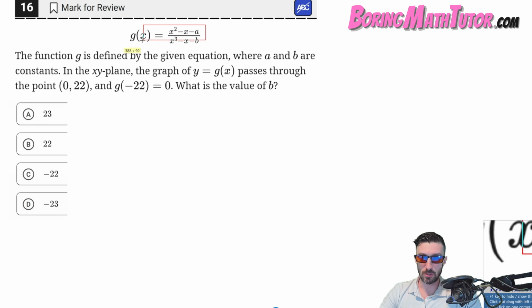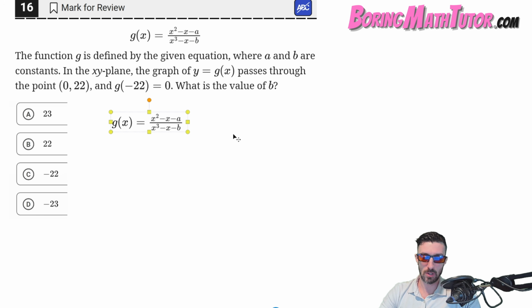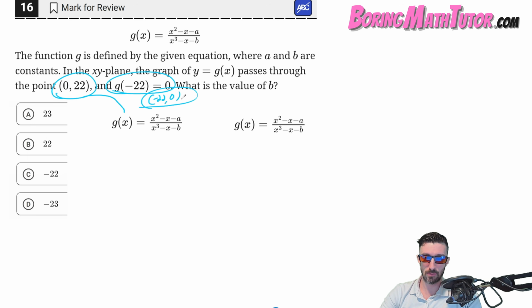All right, we got to find a cool way to get this problem done. The first thing that we could do is write down the equation a couple times, because one time we can plug in this point and the other time we can plug in that point. You might be like, point? What you talking about, point? Well, this is actually the same thing as a point of -2, 0. But let's start by plugging in the 0, 22.